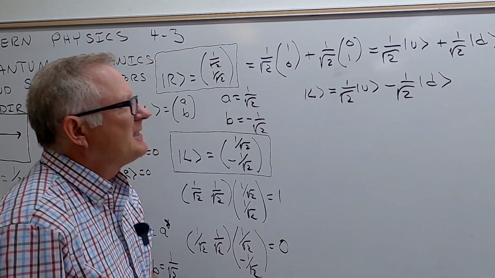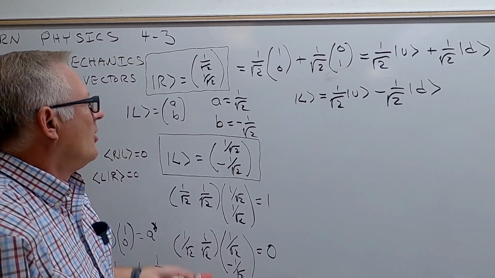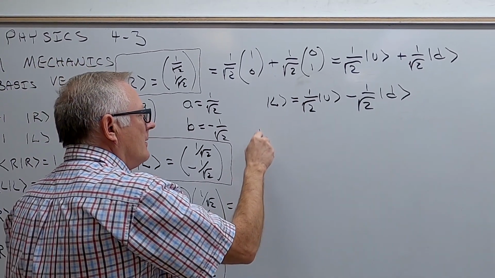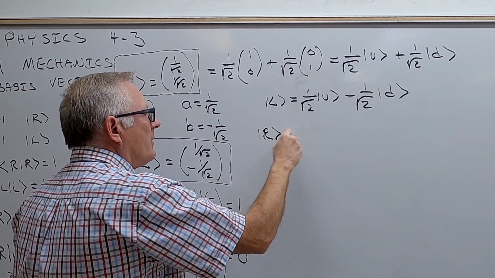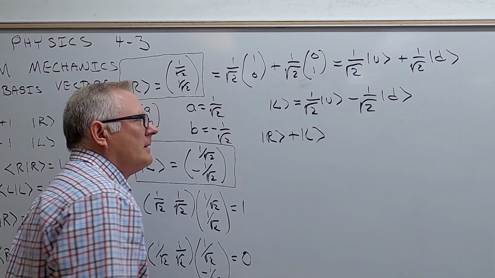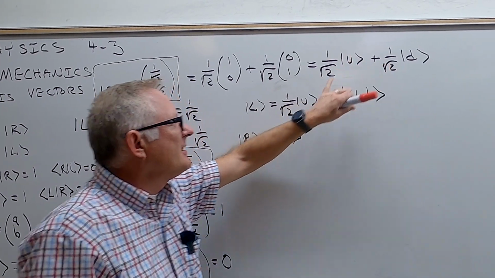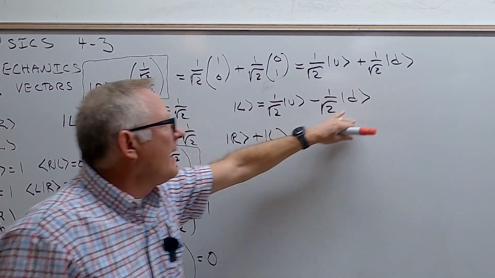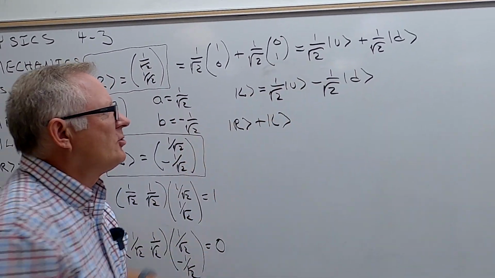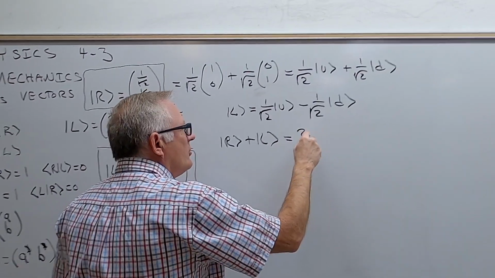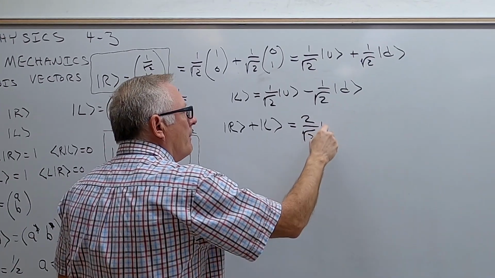You noticed if I just added those two together, right plus left, well, then I'm just adding this plus this. The downs drop out, and it's just 2 of these. 2, and that's just 2 over the square root of 2 up.